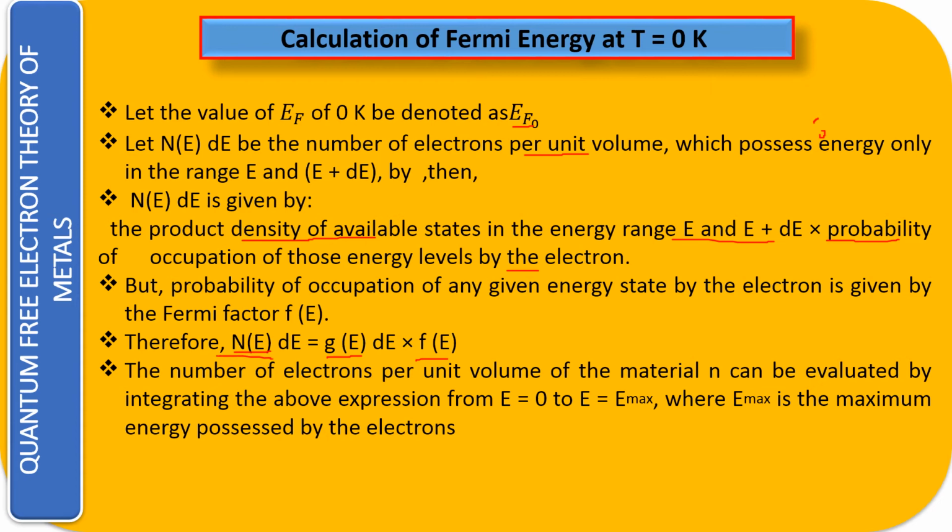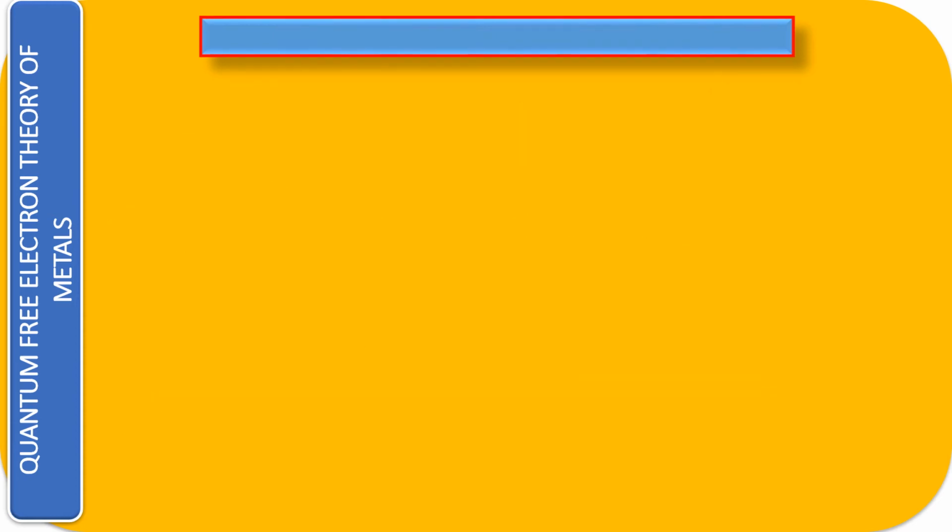So this expression I am going to integrate between E equal to 0 to E maximum, where E maximum is the maximum energy possessed by the electrons, that will be at the Fermi level. So then we can calculate what will be your total number of the electrons available. So this is the concept that we are going to use over here.